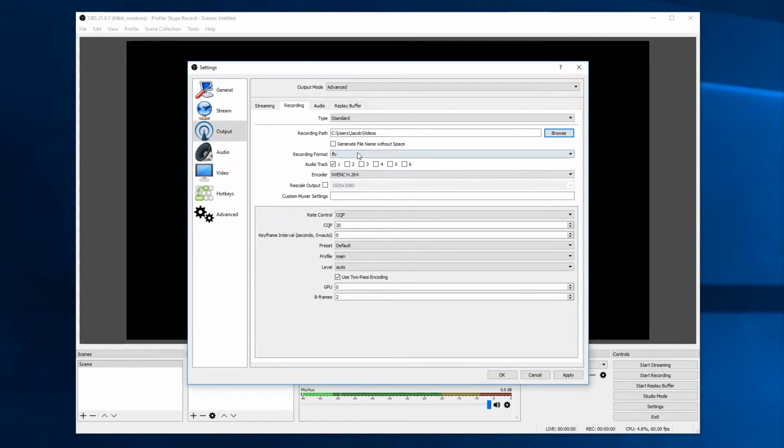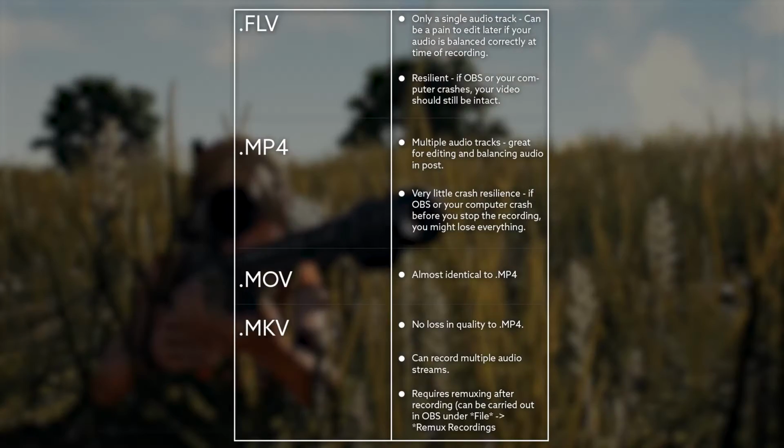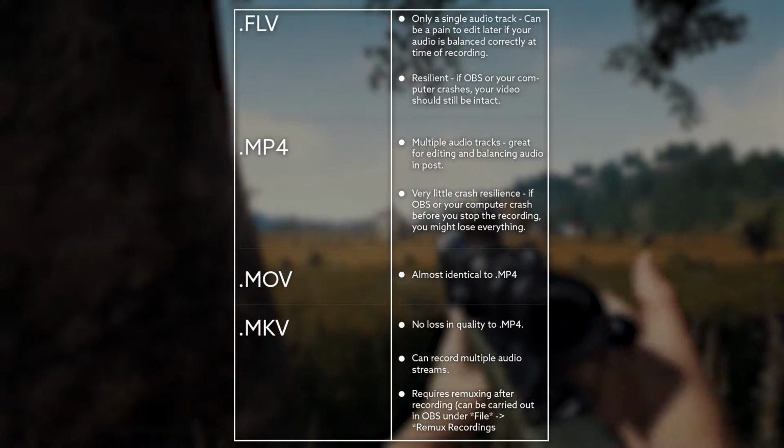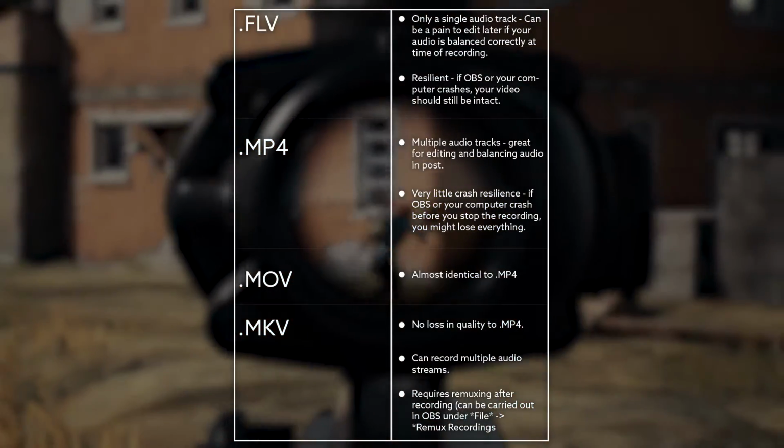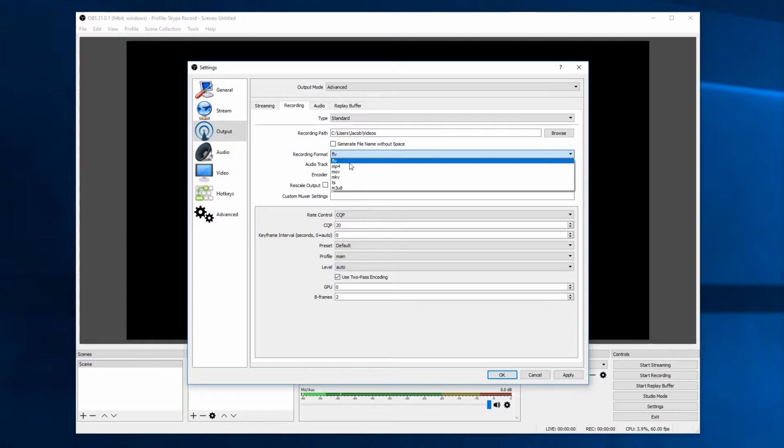So recording format is where things get a little more interesting. Here are the most popular recording format options and their benefits and weaknesses. If audio isn't an issue for you or you're only recording one source, then stick with FLV. Otherwise, MKV may be the best option for you. Just be wary of the extra remux step required. You'll need to take the audio tracks that you require within the settings here.